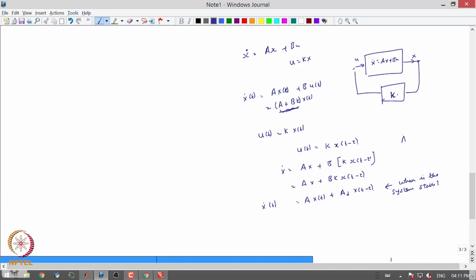First, the necessary condition is that the system without delay should be stable. So, the system without delay, which means tau equal to 0, should be stable. And that is, a plus b k or a plus a_d first must be a stability matrix.